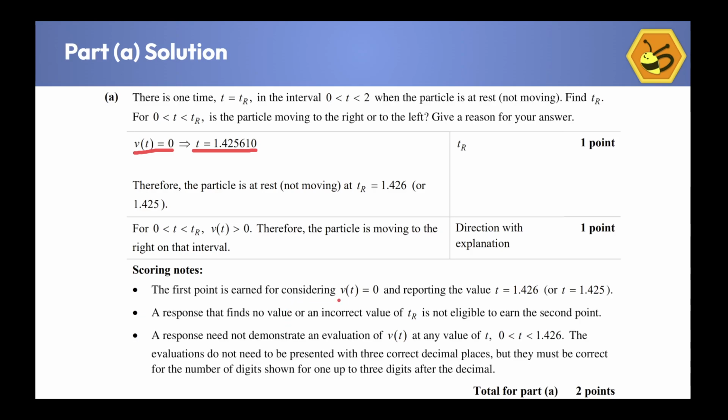Point earned for considering V(t) equals 0 and reporting the value. If you find no value or an incorrect value, it's not eligible to earn the second point. So you have to earn the first point. Basically you have to find the correct value first. And you don't need to demonstrate an evaluation of V(t) at any value of t. It must be correct for the number of digits shown, from 1 up to 3 digits after the decimal.